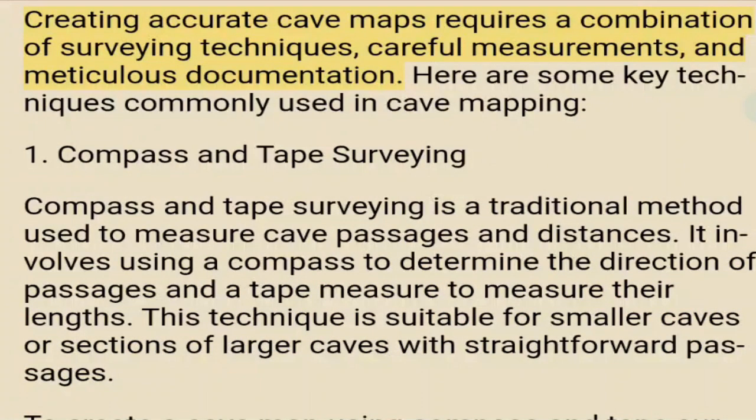Creating accurate cave maps requires a combination of surveying techniques, careful measurements, and meticulous documentation. Here are some key techniques commonly used in cave mapping. 1. Compass and tape surveying. Compass and tape surveying is a traditional method used to measure cave passages and distances. It involves using a compass to determine the direction of passages and a tape measure to measure their lengths. This technique is suitable for smaller caves or sections of larger caves with straightforward passages.